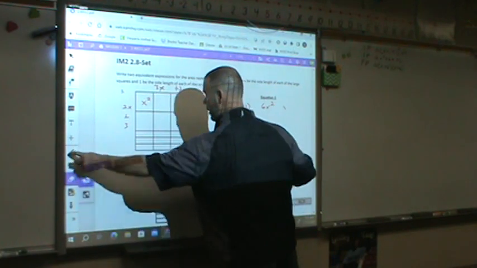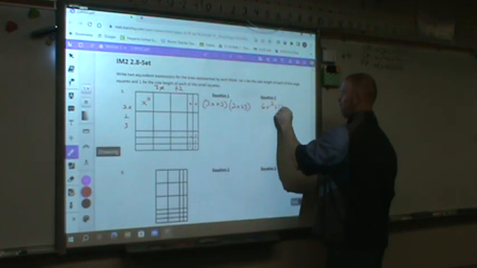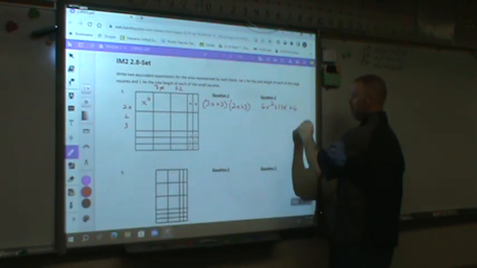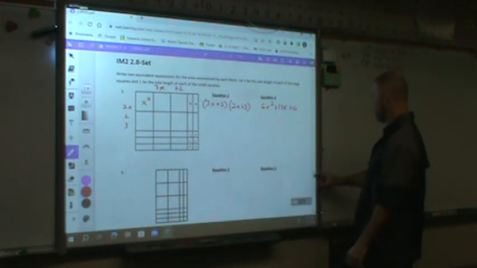Right? And then all we got to do is count the single unit squares, which there's 2, 4, 6. So plus 6. There you go. So that's how you do those.